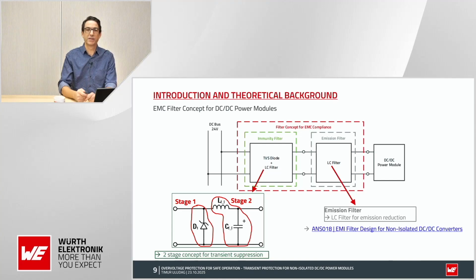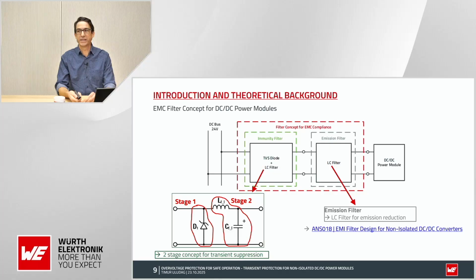The emission filter concept is based on an LC filter. The values for the LC filter can be looked up in the power module datasheet. As guidance, how to estimate the LC filter for different operation points for the power module, you can check here the highlighted app note I wrote, how to get it done for other operation points. We will check now which parameters we need to design an appropriate immunity filter.